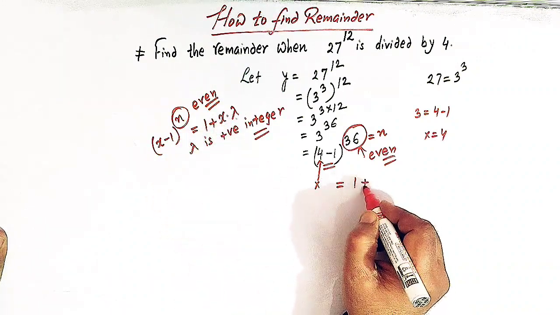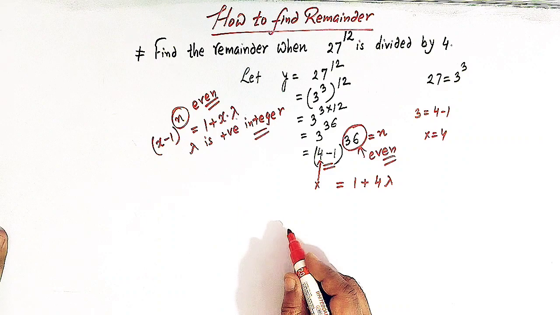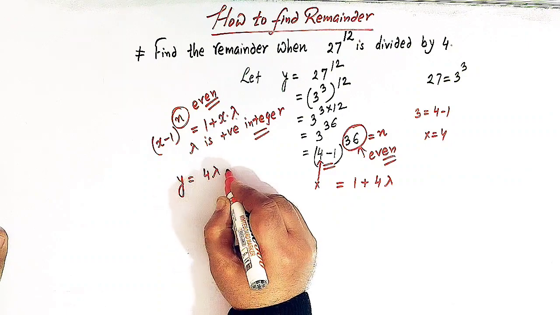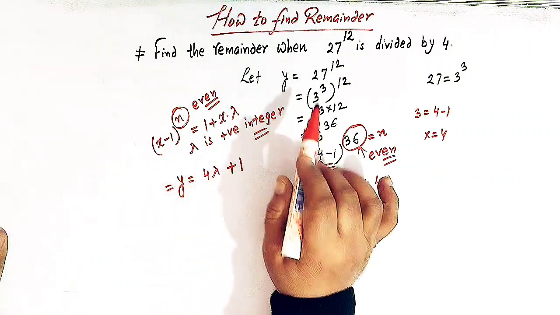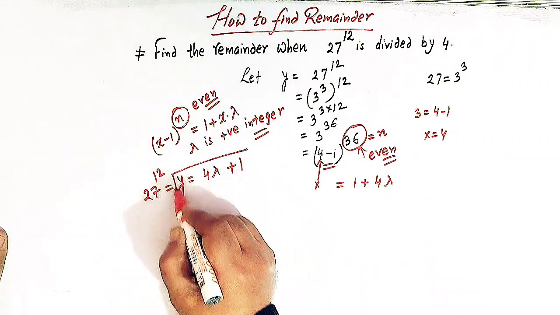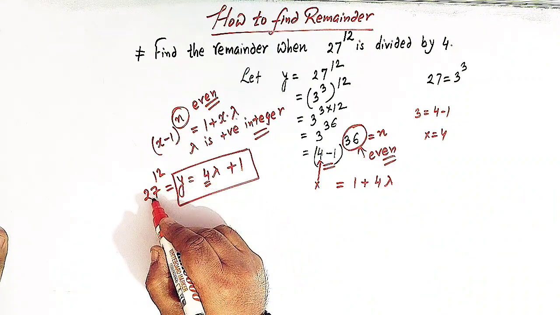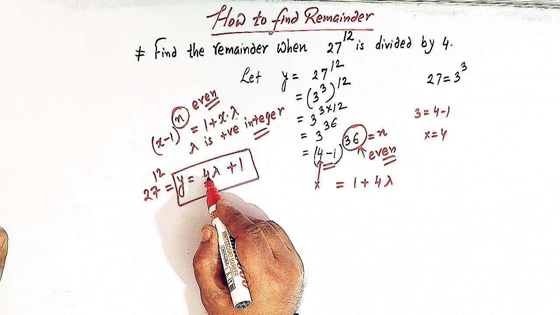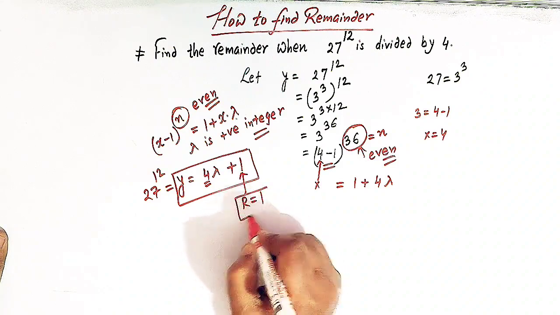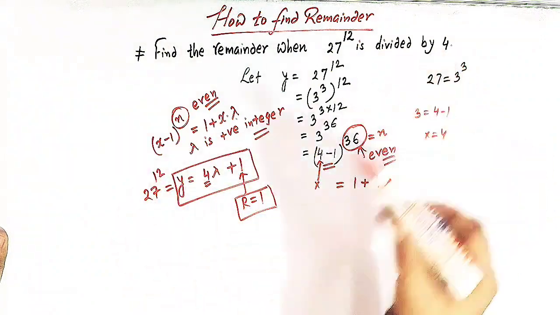So now 4 minus 1 raised to 36 can be written as 1 plus x times lambda. So here we have 1 plus x is 4, so we have 4 times lambda. Lambda is a positive integer. So now y is equal to 4 lambda plus 1, and y is our number 27 raised to 12. And from this expression we can see that when y is divided by 4, it means 27 raised to 12 is divided by 4, the remainder is 1, right? So the remainder is 1 when 27 raised to 12 is divided by 4.